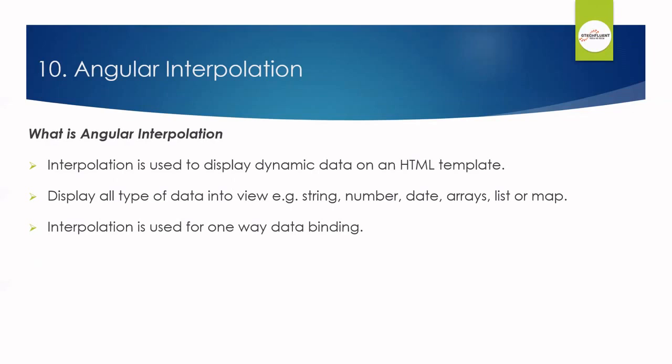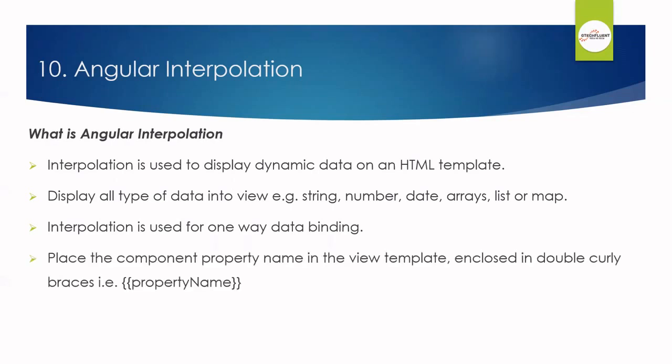The interpolation in Angular allows you to place the component property name into the view template enclosed in double curly braces. Inside that, we need to give the property name, which property you have declared at the component level and you want to display in the particular HTML page. So Angular interpolation is a technique that allows the user to bind a value to the UI element. Let's see some examples of Angular interpolation, the different ways of using it.